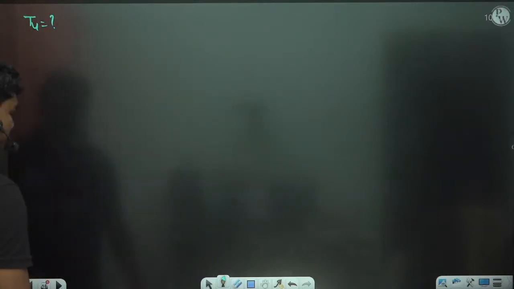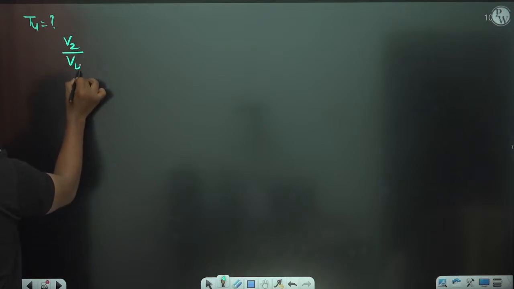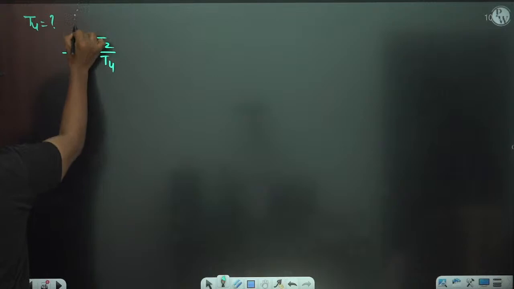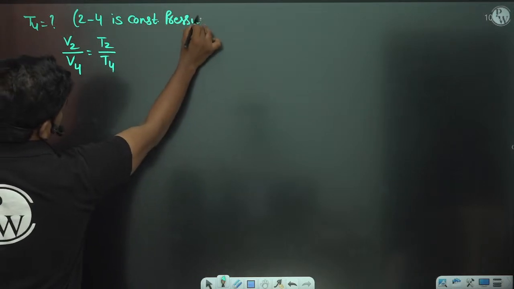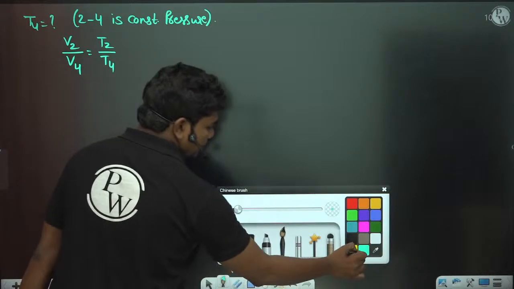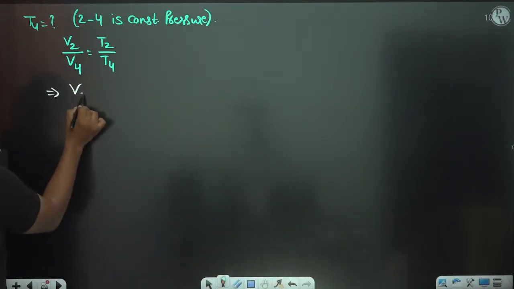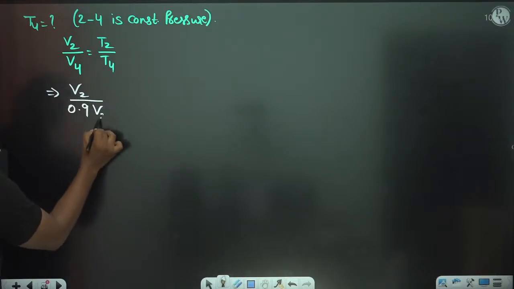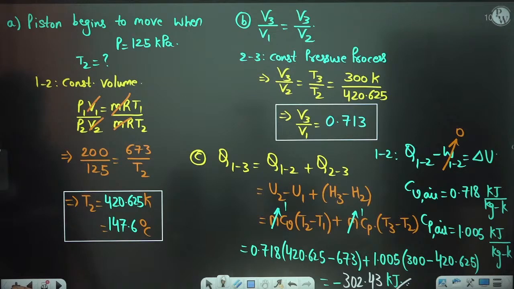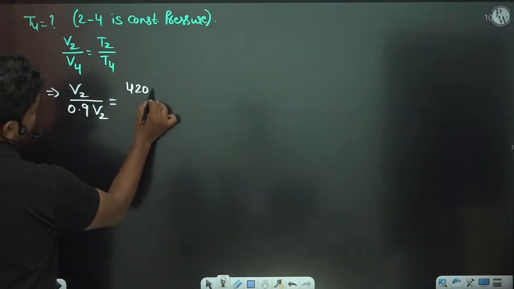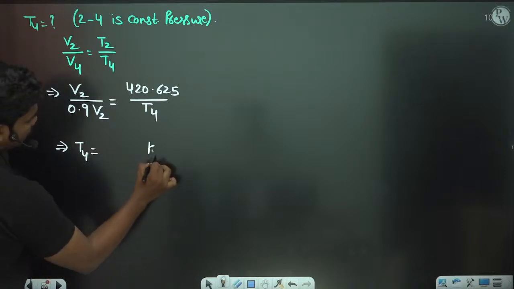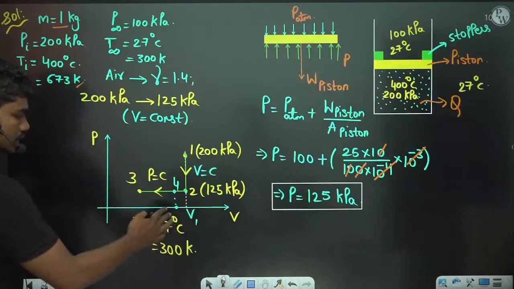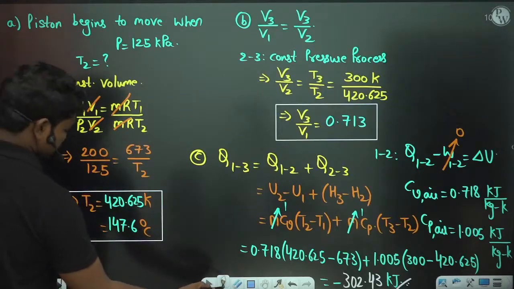Now you know this process 2 to 4 is a constant pressure process. So V2 by V4 is equal to T2 by T4. T2 is known, V2 is also known. V4 is 90% of the volume, so 0.9 times V2, equal to T2, which is 420.625, by T4. This gives you the calculation of T4 in Kelvin, and finally I think they want it in degrees Celsius. The options are given in degrees Celsius. So let us calculate this.